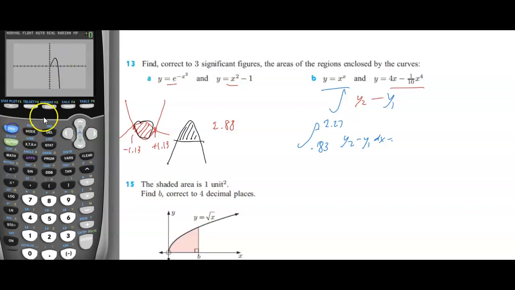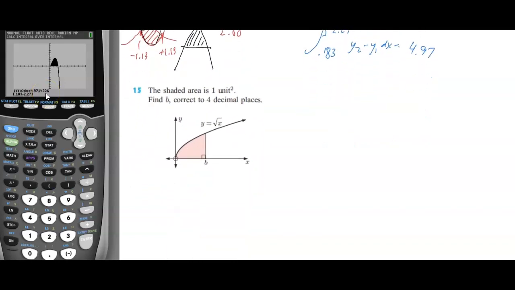I do that by doing second calc 7. And then I type in the lower limit, which is 0.183. Enter. And then I type in the upper limit, which is 2.27. Enter. And then it should color in the black part, and the answer is 4.97.